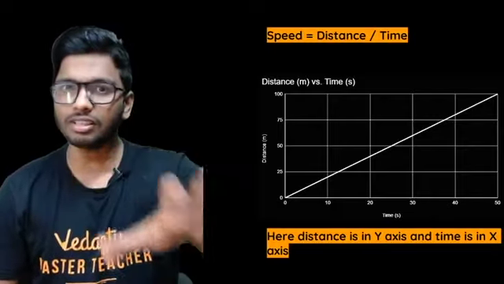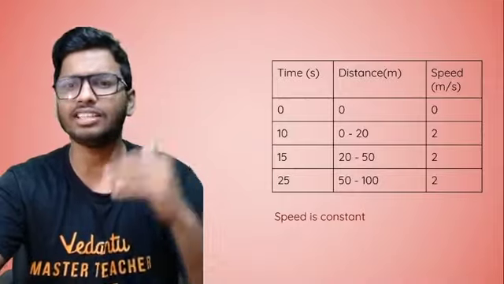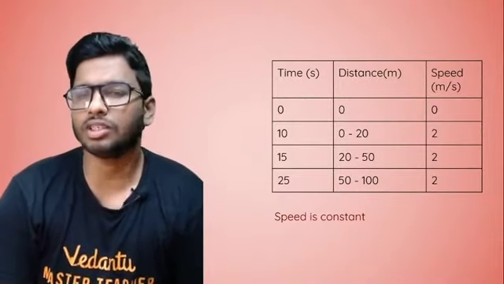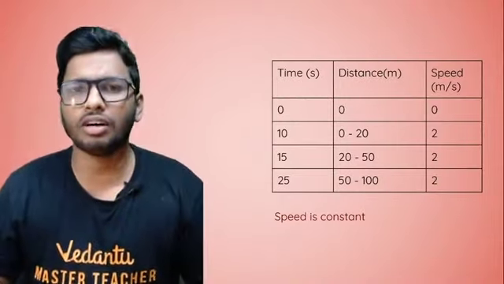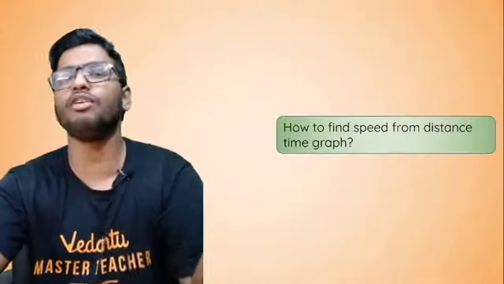When you say a distance time graph, distance is in the y-axis and time would be in the x-axis. So if I calculate this, we have already calculated the speed. We saw that his speed is 2 meters per second at each and every time interval, which we came to the obvious conclusion that the speed is basically constant. So I can say that the body is in uniform motion.